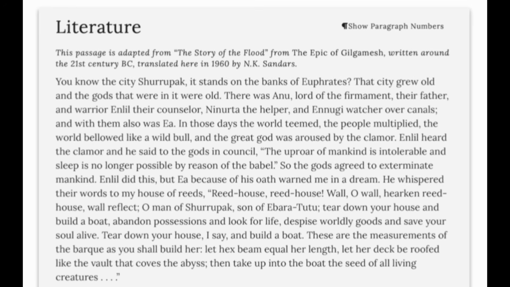All right. You know the city Shuruppak. It stands on the banks of the Euphrates. That city grew old, and the gods that were in it were old. There was Anu, lord of the firmament, their father, and the warrior Enlil, their counselor, Ninurta the helper, and Enugi, watcher over canals. And with them also was Ea.